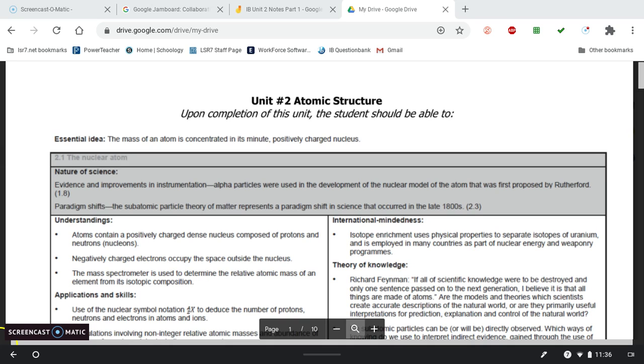All right. This is unit two. So basically, same kind of thing as unit one. The notes are skeletal notes. You go through, fill things out.